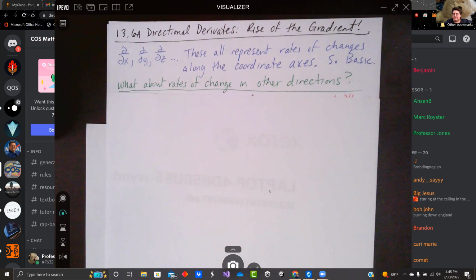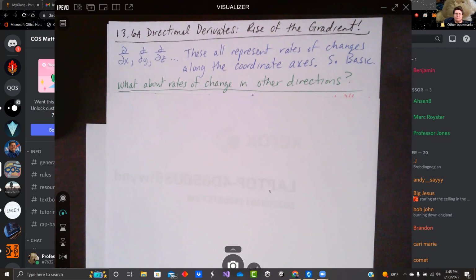This is 13.6 in Anton's Calculus Early Transcendentals, 11th edition, Calculus 3 at College of the Sequoias in fall 2022. 13.6 is on the directional derivatives, which is effectively the section on the gradient. So let's just jump right into it.